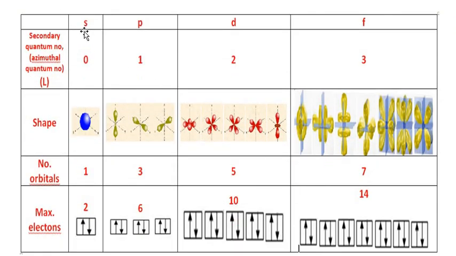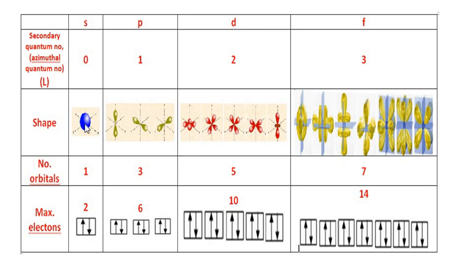The s sublevel can take the number 0. What is 0 for s? This is called secondary quantum number. P sublevel takes the number 1. The d takes the number 2. F takes the number 3. These numbers are called secondary quantum numbers: 0, 1, 2, 3, s, p, d, f. These are called secondary quantum numbers.